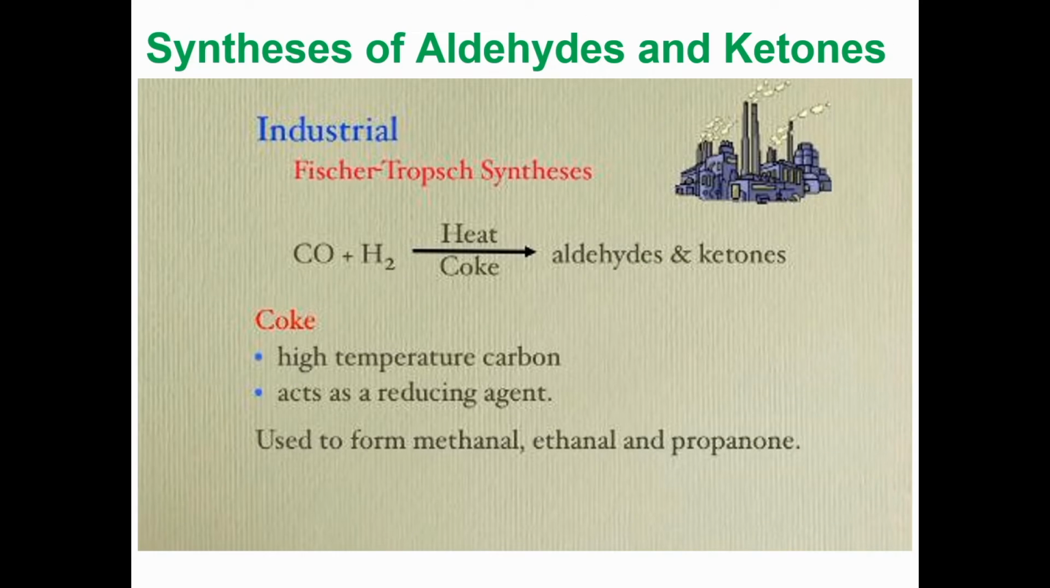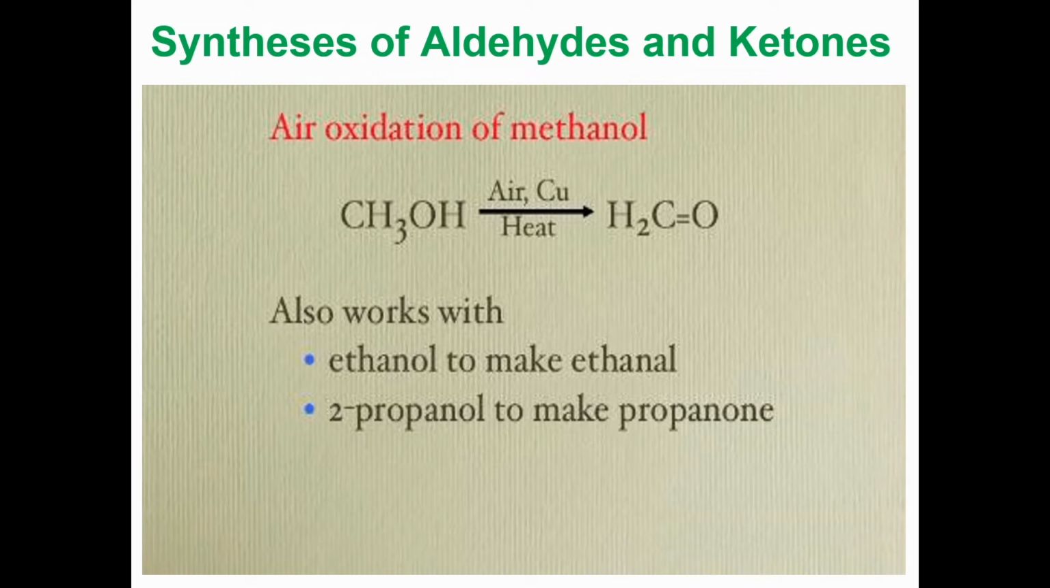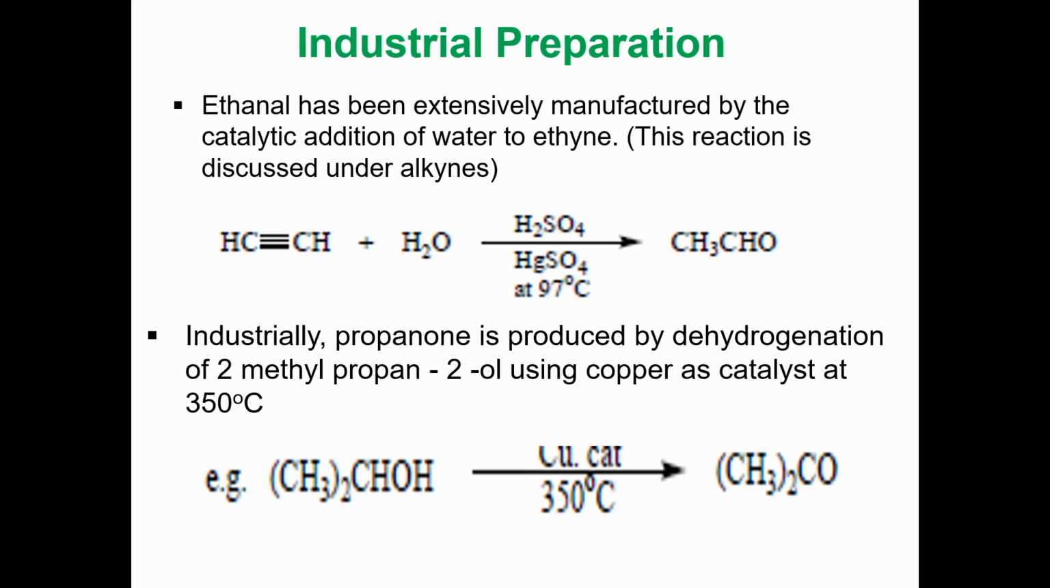In industry, aldehydes and ketones can be synthesized using synthesis gas, which is carbon monoxide and hydrogen, at high temperature using coke as catalyst. Air oxidation can also be used in preparation of aldehydes and ketones in the industry. Catalytic addition of water to ethyne can also be used. Besides, the hydrogenation of 2-methylpropan-2-ol using copper as a catalyst can be used in synthesis of propanone in the industry.